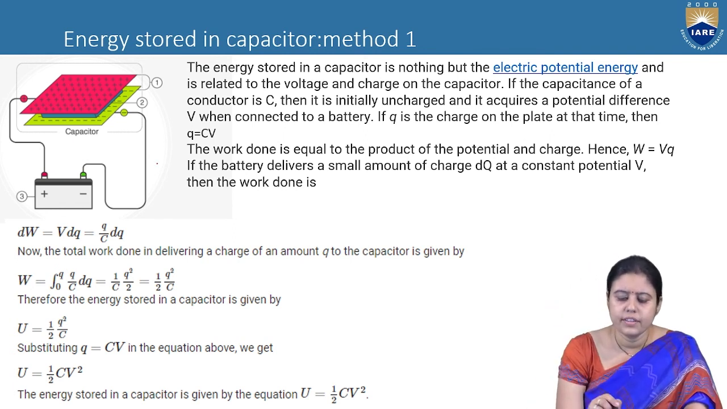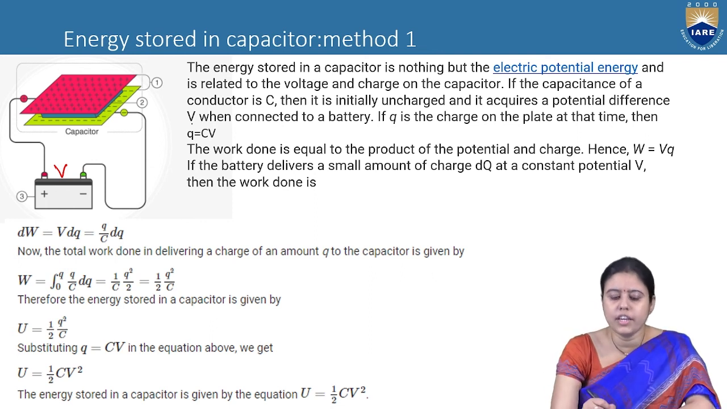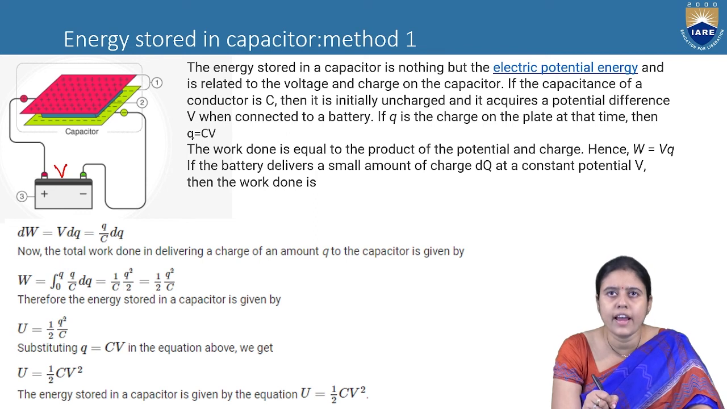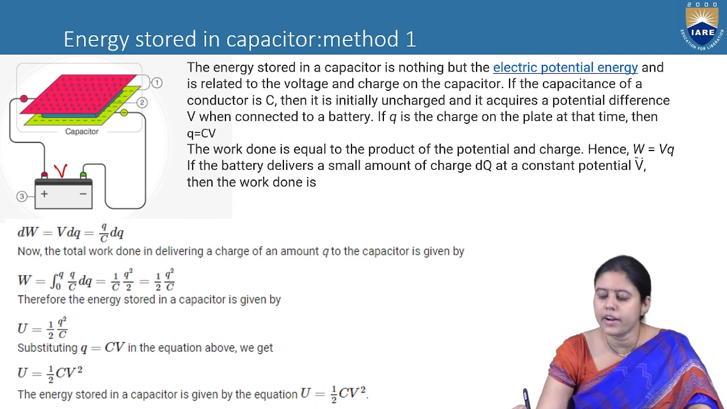So if the voltage across it is V, the battery is giving the voltage V, and the charge stored here is Q. So we can write Q is equal to CV. And according to the definition, what is work done?